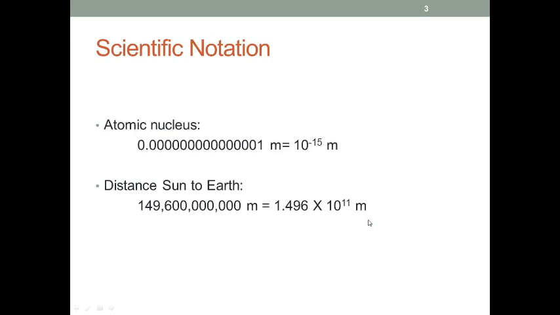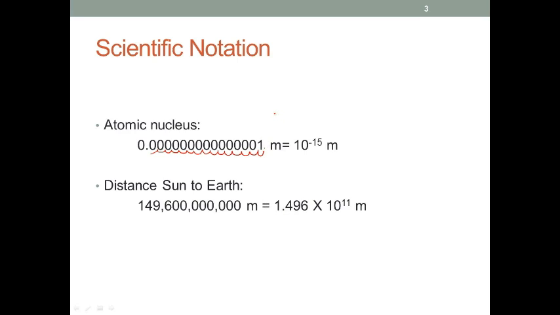So for example, the atomic nucleus, a very, very small number. Okay, so to convert it to scientific notation, I need to move the decimal place over. Now let's count. That's 3, 4, 5, 6, 7, 8, 9, 10, 11, 12, 13, 14, 15. I have to get the decimal place moved 15 spots to the right in order to put it after the 1.